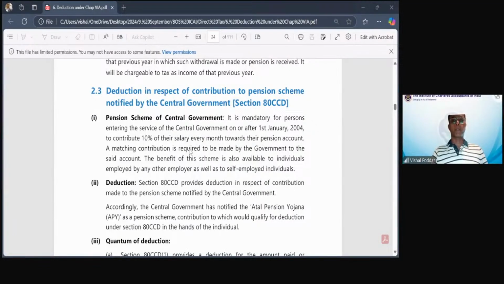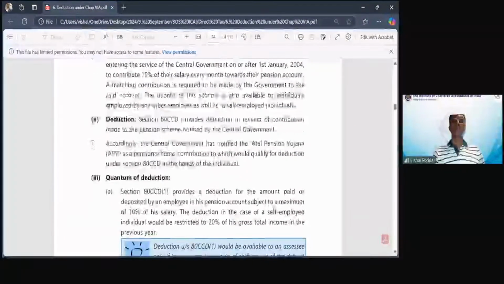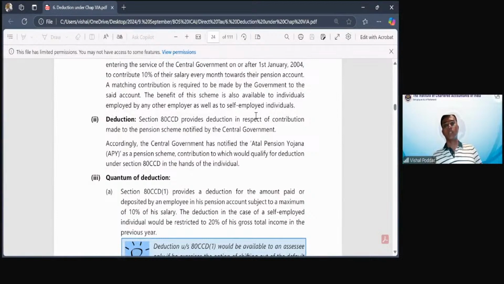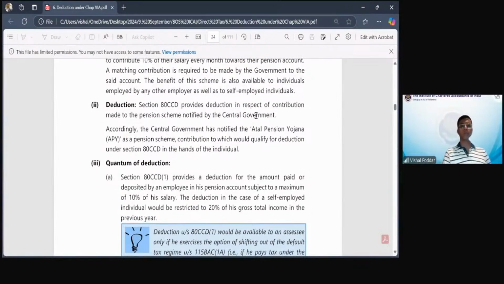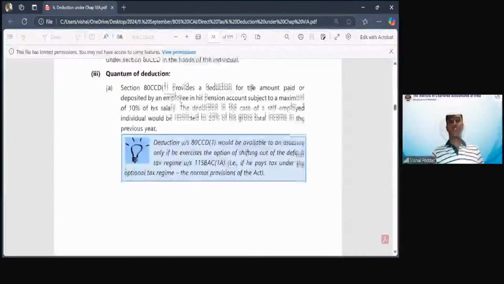So see what it says. It is mandatory for persons entering the service of the central government on or after 1st Jan 2004 to contribute 10% of their salary every month to their pension account. A matching contribution is required to be made by the government to the said account. The benefit of this scheme is available to individuals employed by other employers as well as now to self-employed individuals. Okay. This plan is today called the Atal Pension Yojana. That is the plan which is notified for the purpose of this section.